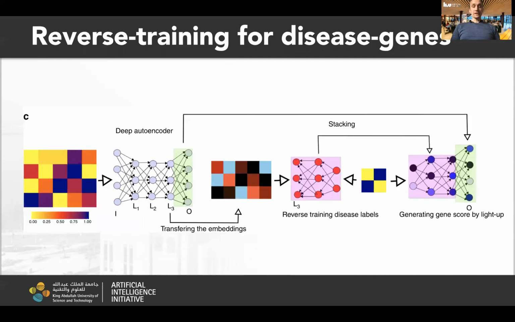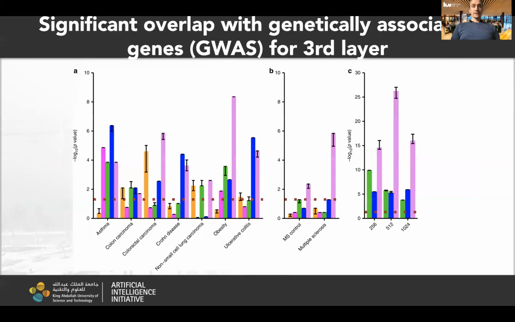And using a technique we call reverse training, we could associate diseases to output nodes. We call it reverse training, and this revealed output genes that are associated to each disease. And interestingly, these were also highly enriched for GWAS genes in the third hidden layer, but not in the first and the second hidden layer.